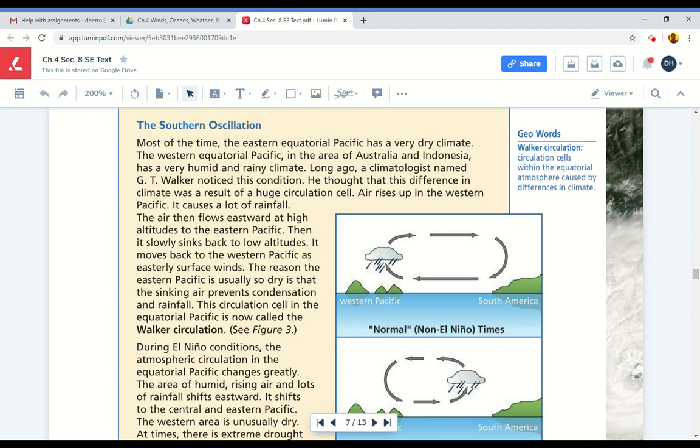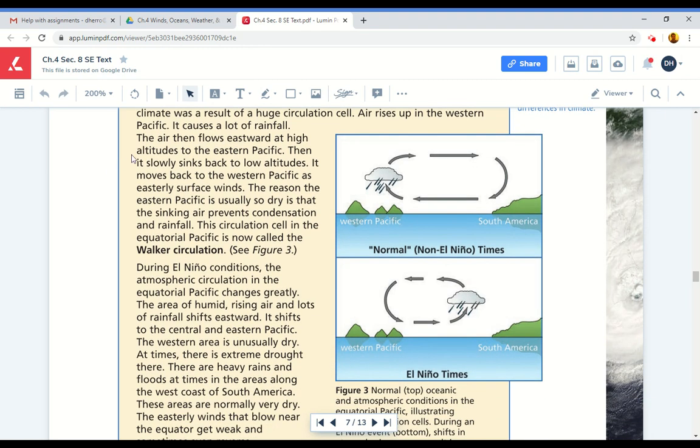Air rises up in the western Pacific. It causes a lot of rainfall. The air then flows eastward at high altitudes to the eastern Pacific. Then it slowly sinks back to low altitudes. It moves back to the western Pacific as easterly surface winds. The reason the eastern Pacific is usually so dry is that the sinking air prevents condensation and rainfall. This circulation cell in the equatorial Pacific is now called the Walker circulation.